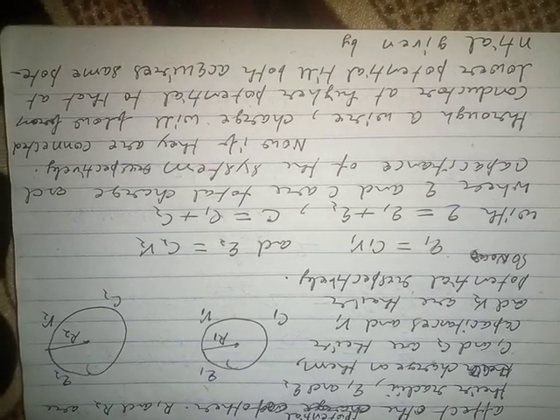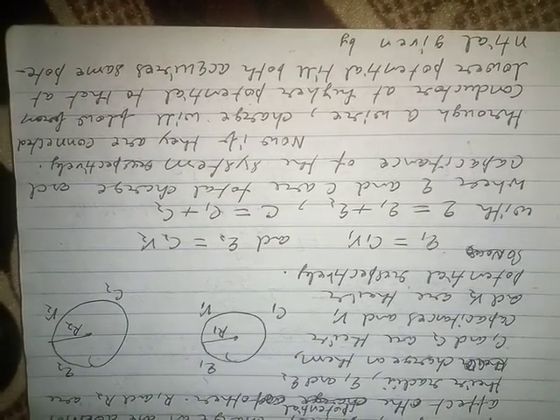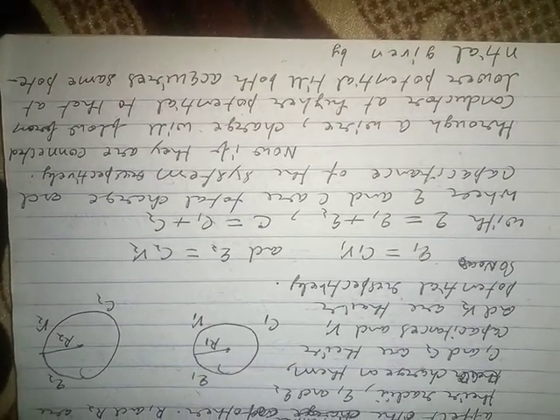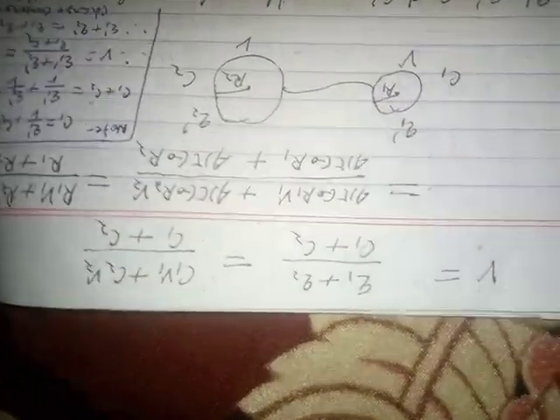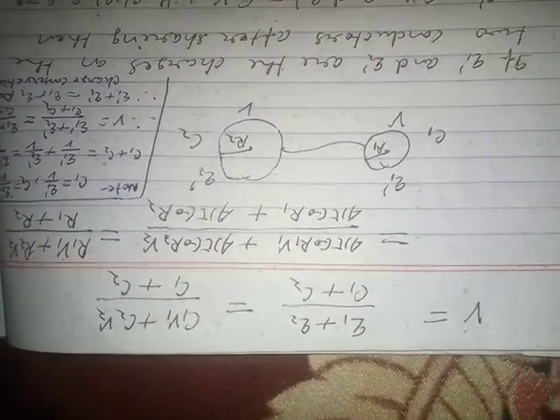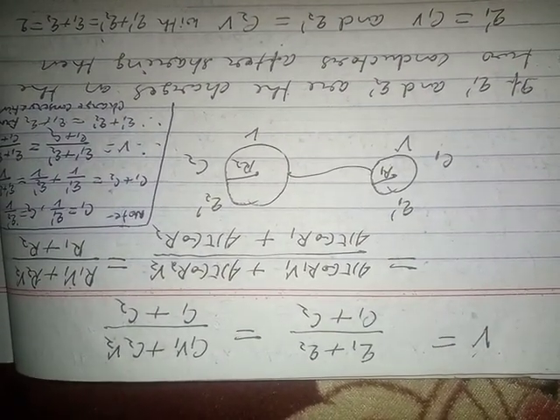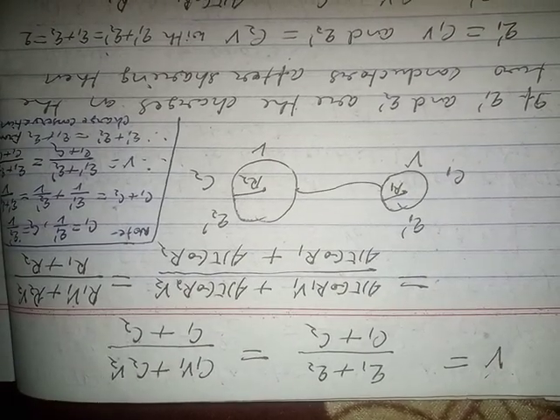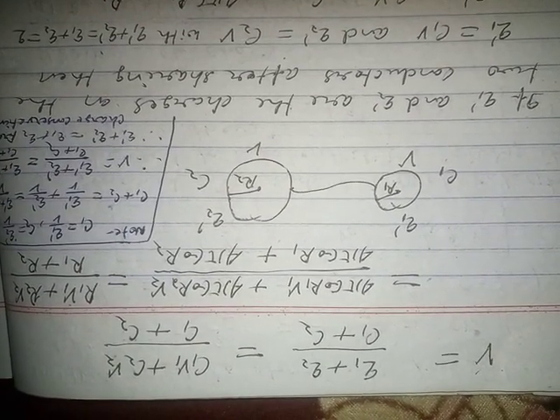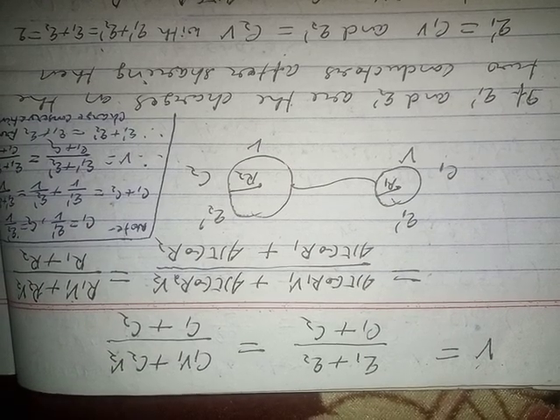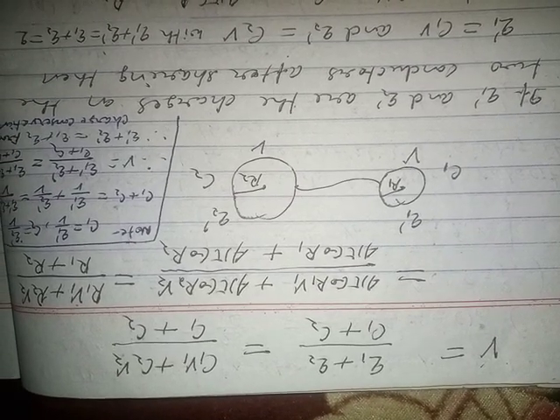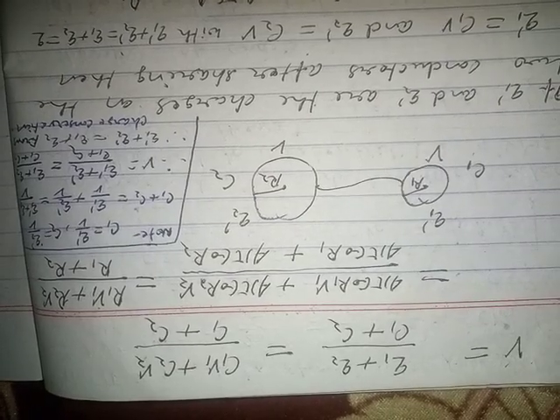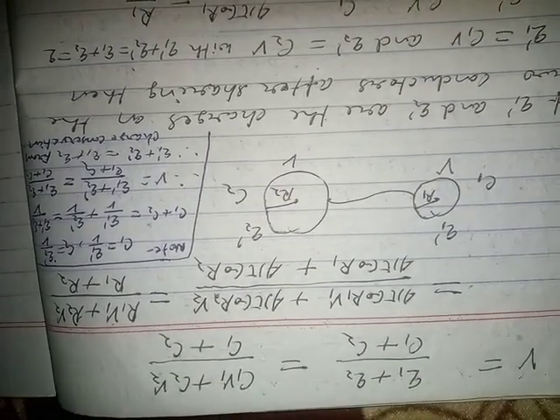Now if they are connected through a wire, charge will flow from the conductor at higher potential to that at lower potential till both acquire the same potential given by V equals Q1 plus Q2 by C1 plus C2 equals C1 V1 plus C2 V2 by C1 plus C2, or equals 4 pi epsilon naught R1 V1 plus 4 pi epsilon naught R2 V2 divided by 4 pi epsilon naught R1 plus 4 pi epsilon naught R2 equals R1 V1 plus R2 V2 by R1 plus R2.